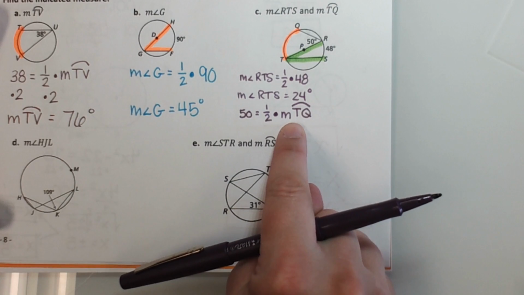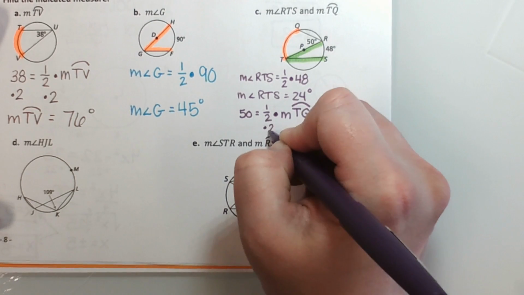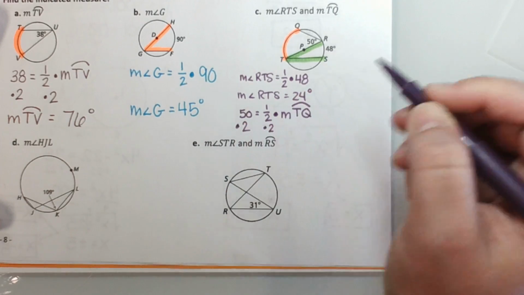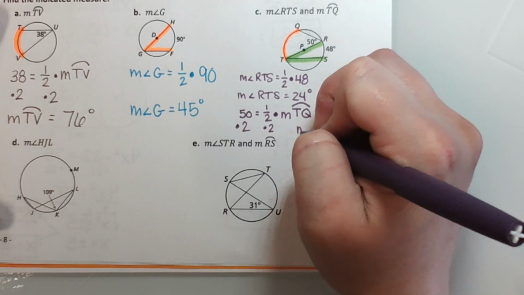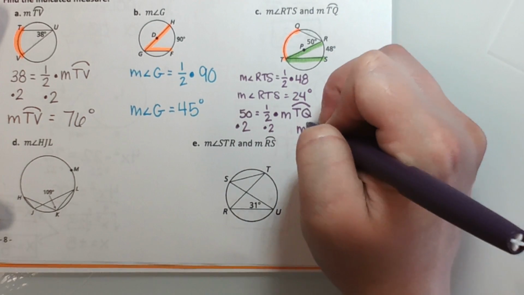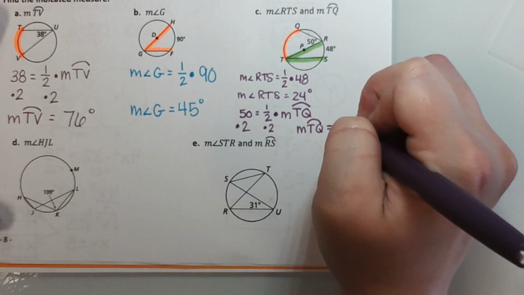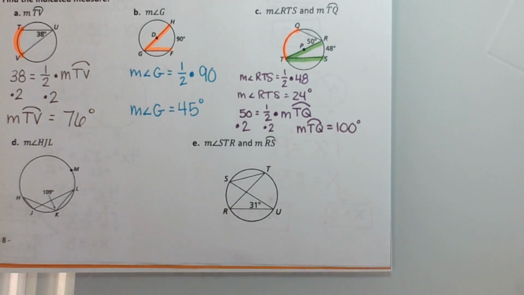How do I get the measure of TQ alone? Times by 2. If you know the angle, you multiply by 2 to get the arc. The measure of TQ is 100, also degrees.